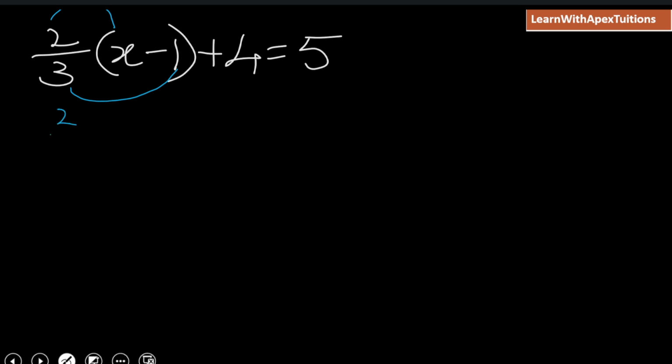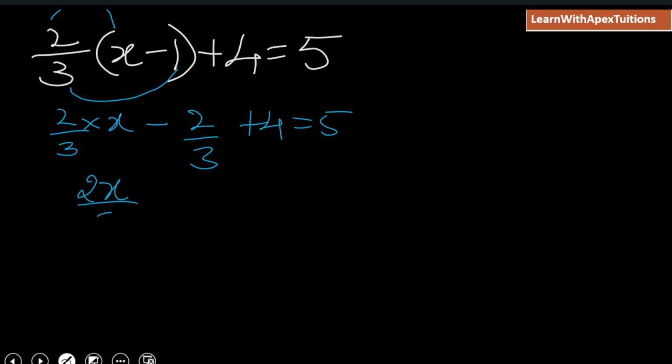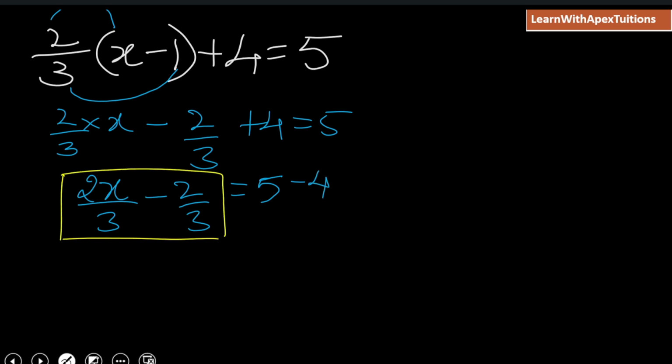2 by 3 into x minus 2 by 3 ones are 2 by 3 only. Plus 4 is equals to 5. 2 into x is 2x divided by 3 minus 2 by 3. Plus 4 RHS shift हुआ तो it becomes minus 4. ये जो वैल्यू है नॉर्मल नंबर्स एलसीएम करके बताते हैं.